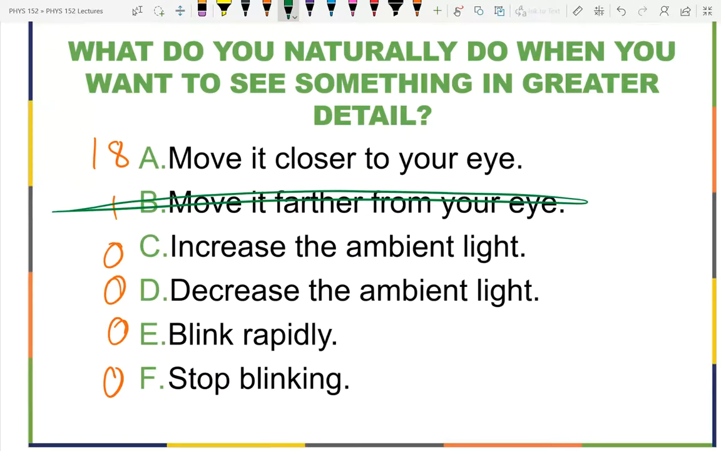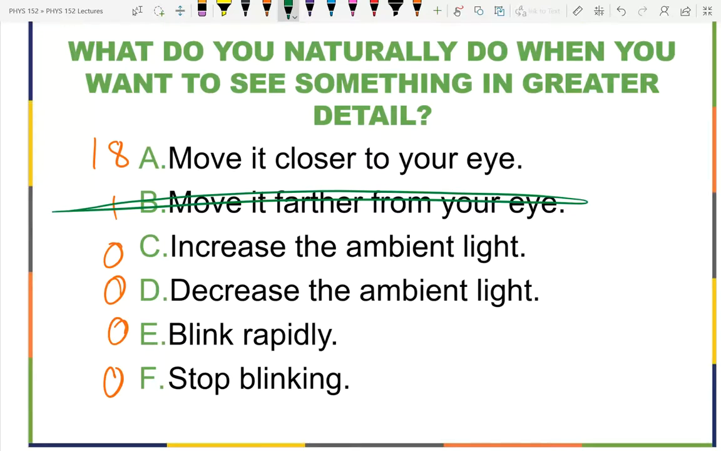You don't move it farther from your eye to see a bigger angle. You move it closer. I don't know how anyone would have answered that. These other ones, at least, blink rapidly. I never answered Amanda's question in lab yesterday. I suddenly realized. Let me see what Christian has, and then.